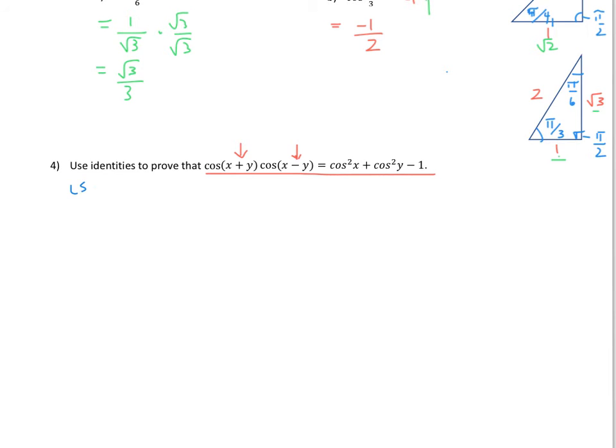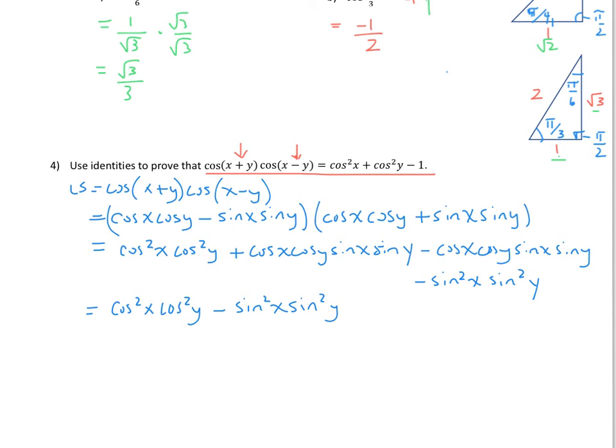So on the left side of my equal sign, I've got the cosine of x plus y times the cosine of x minus y. Now, our compound angle formula says that when we have the cosine of x plus y, that is the same thing as the cos of x times the cos of y minus the sine of x times the sine of y. So I'm going to write that in, and the cos of x minus y is the cos of x cos of y plus the sine of x sine of y.